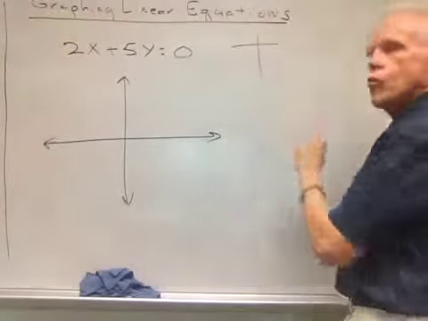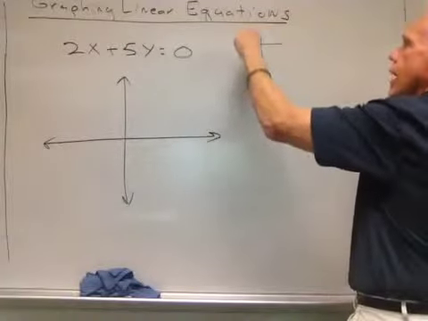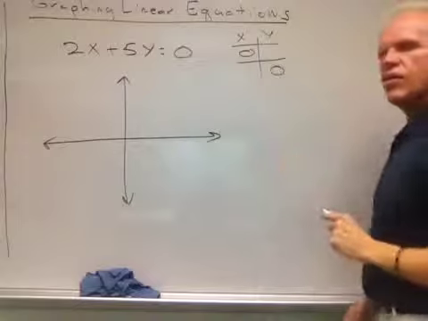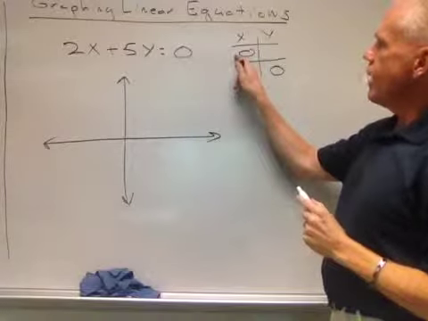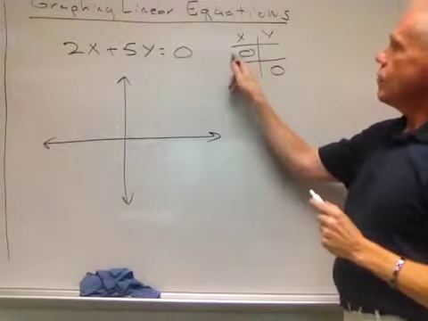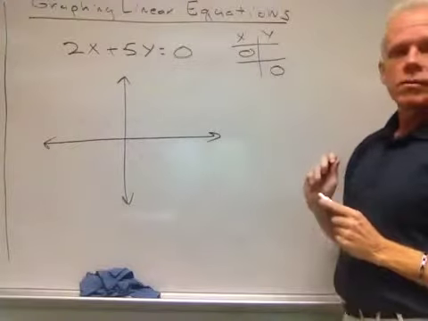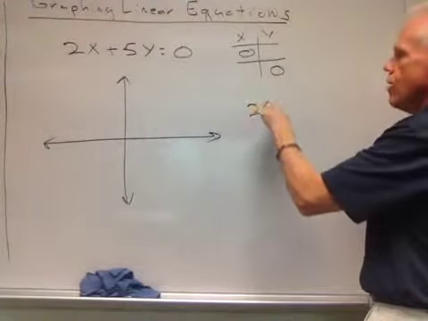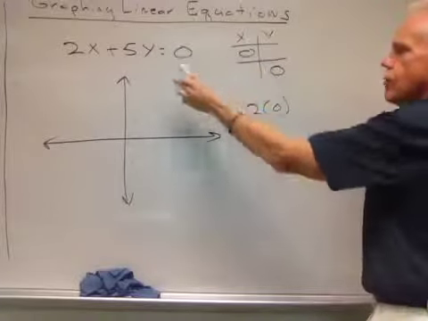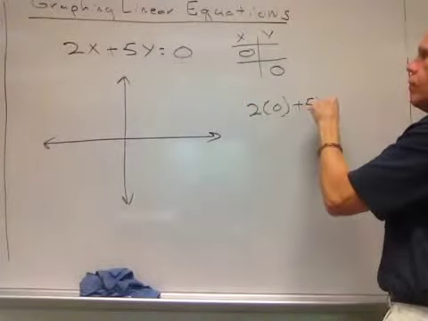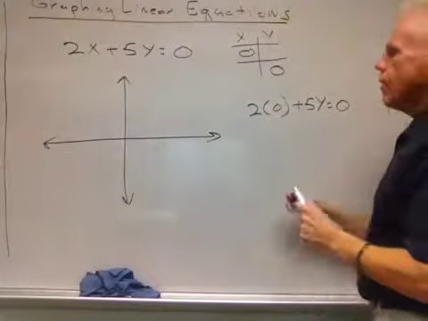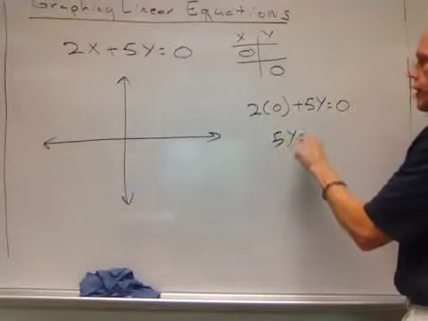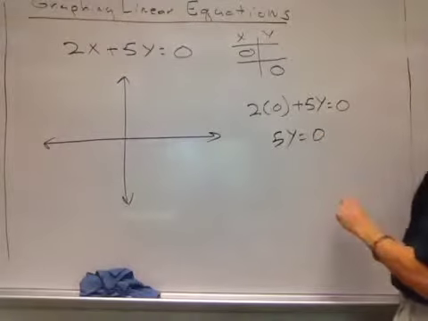I'm going to set up a quick little table of values right here, x, y. You know I love to find the zeros, so I'm going to set those in there. Find the x zero, find the y zero. In other words, find the intercepts. So we're going to take that equation: 2 times 0, x value 0, plus 5y equals 0. Now, 2 times 0, of course, is 0. So now we have 5y equals 0.